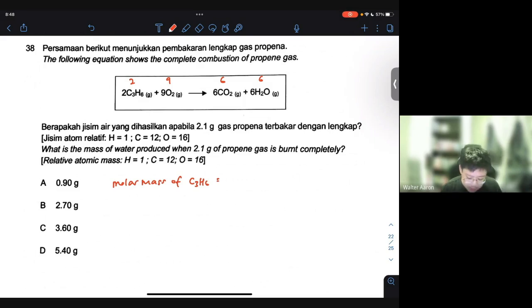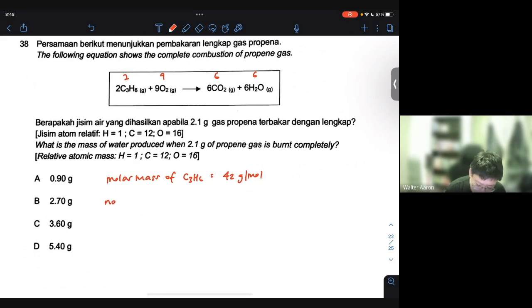So that would be 3 times 12 plus 6 times 1. So total is 42 grams per mole. All right, and then now we got 2.1, right? So let's calculate the number of moles first. So number of moles of C3H6 will be 2.1 divided by 42. So that would be 0.05 mole.